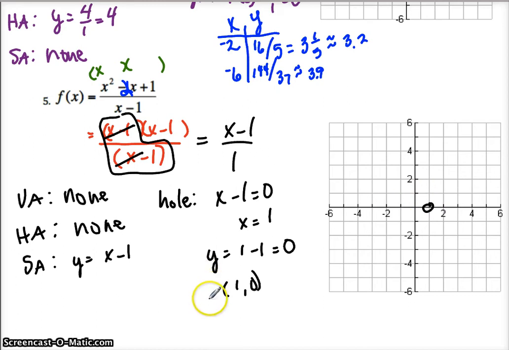What about our x and y intercepts? Well, to find the x and the y intercepts, we use the simplified function. We already found our x-intercept. It happens to be where the hole is. The y-intercept is f of 0. So 0 minus 1 is negative 1.